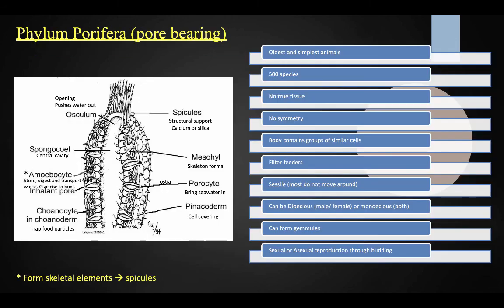Now let's look at the different phyla. The very first one we're going to look at is Porifera. This is the oldest and simplest animal. And so we are essentially looking at sponges.